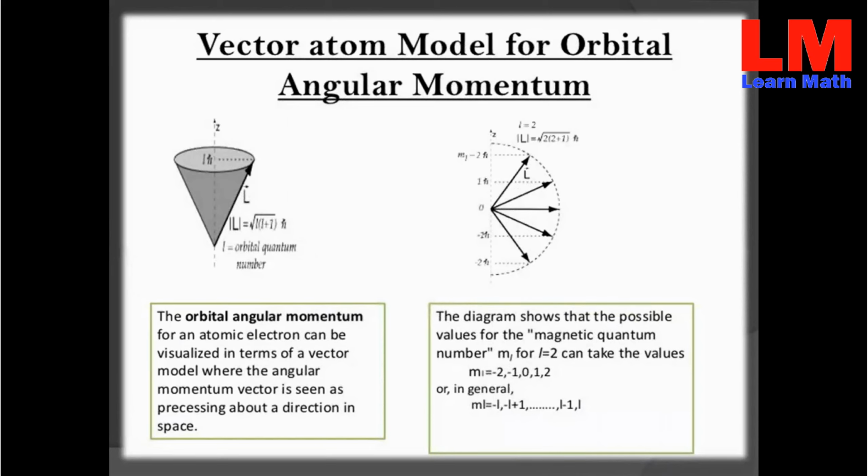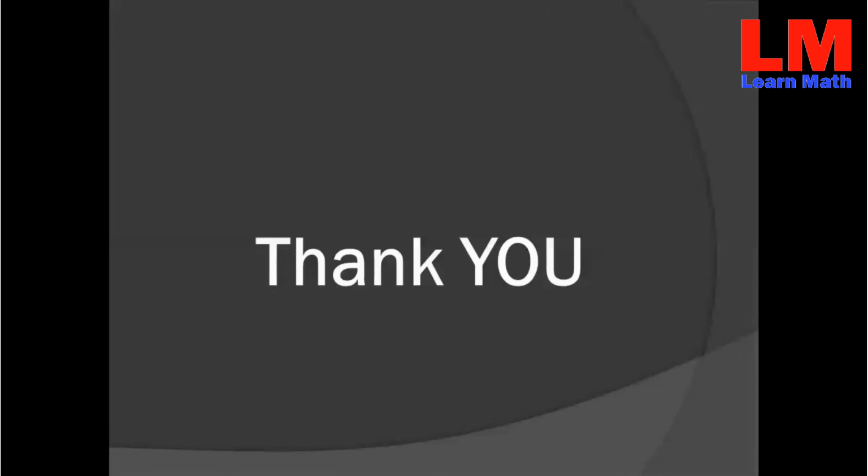Vector atom model for the orbital angular momentum. The orbital angular momentum for an atomic model can be visualized in terms of a vector model where the angular momentum vector is seen as precessing about a direction in space. The diagram shows the possible values for the magnetic quantum number ml. For l equal to 2, ml can take the values minus 2, minus 1, 0, 1, 2, or in general ml is equal to minus l, minus l plus 1, and so on up to l. Thank you.